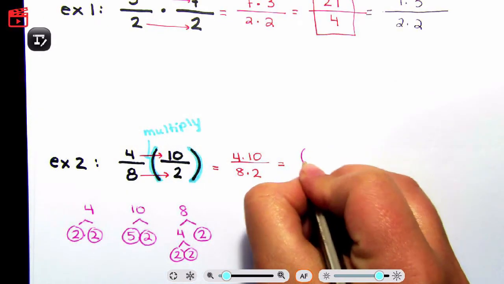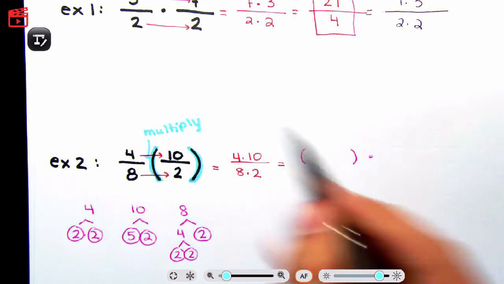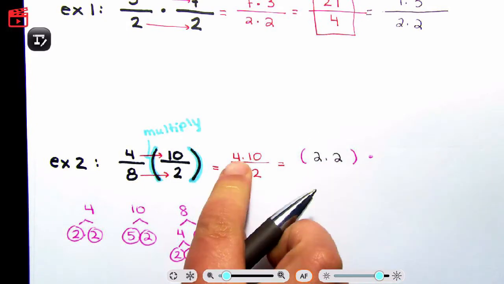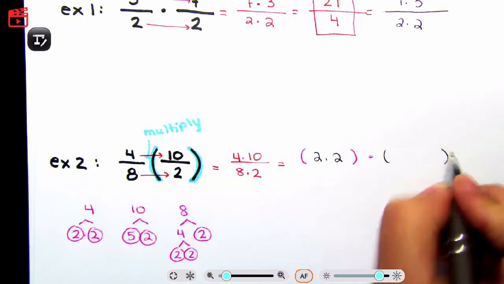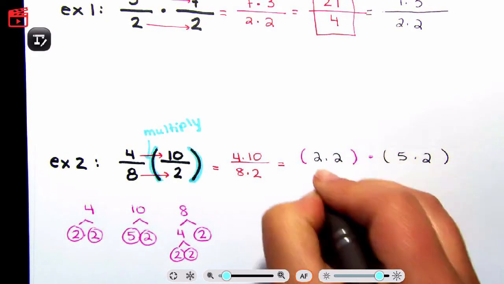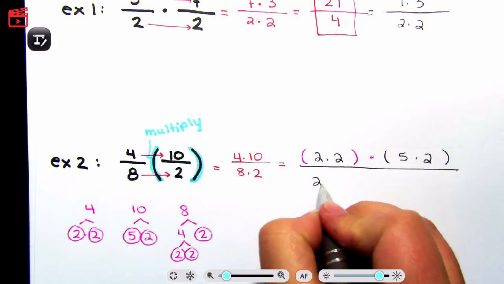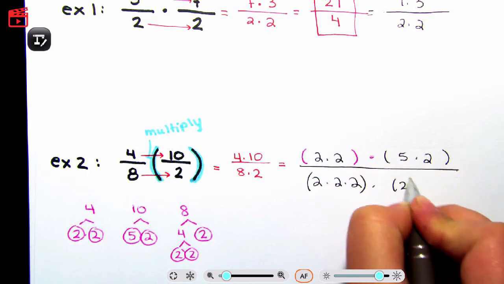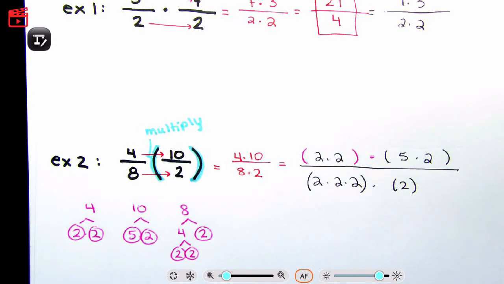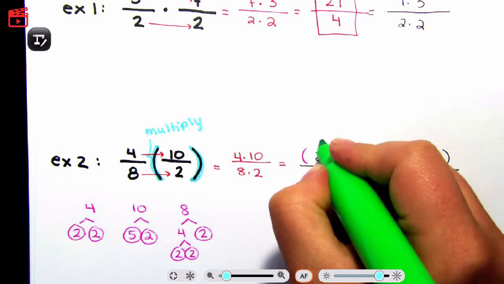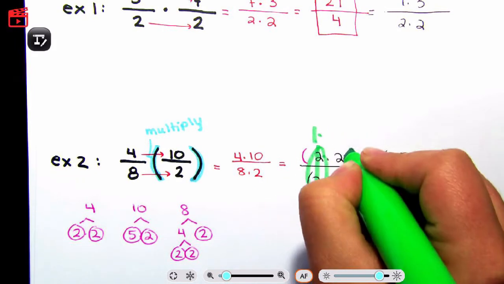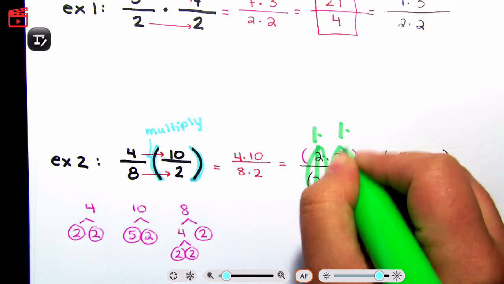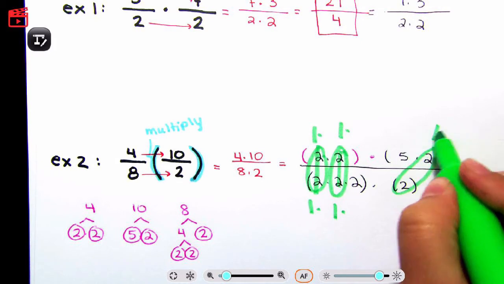So what you can do is instead of writing 4, you can write 2 times 2. And instead of writing 10, you can write 5 times 2. Instead of writing 8, you can do 2 times 2 times 2. And instead of writing 2, well, actually, 2 is prime, so we leave it. If you do it this way, sometimes it saves you a step to simplify. So I have a 2 on top, 2 on the bottom. That means I have a 1 times, 1 times. I have a 2 on top, 2 on the bottom. That means I have a 1 times, 1 times. That goes away. I have a 2 on top, 2 on the bottom. That means I have a 1 times, 1 times.